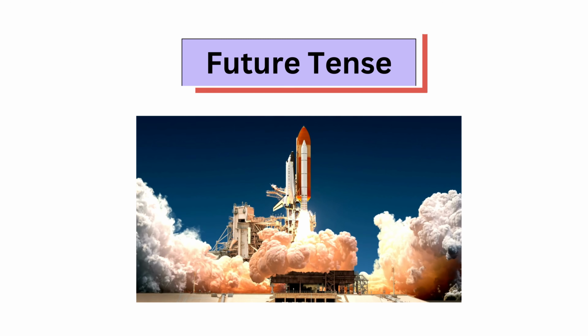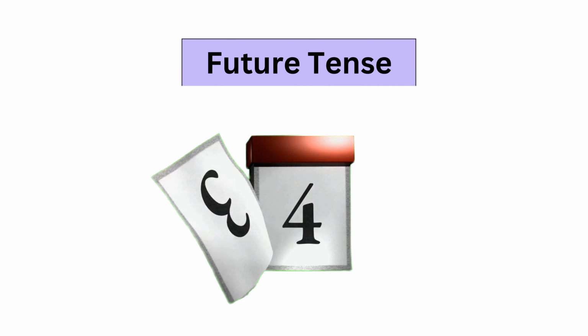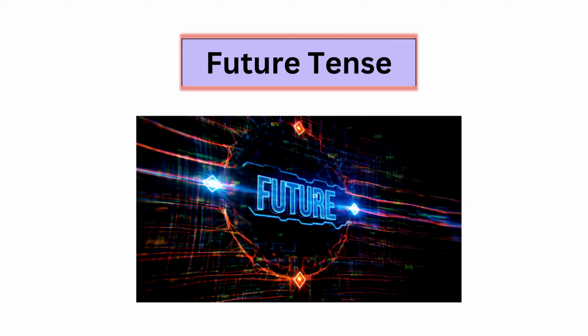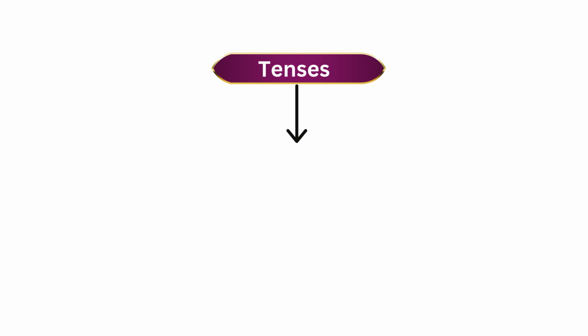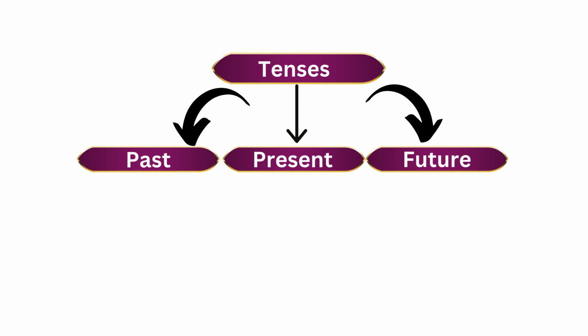The future tense helps us talk about actions that are yet to happen. It helps us talk about our plans, predictions, promises, or any action that is anticipated to occur later. Now that we've covered the three main tenses, past, present, and future, let's dive a little deeper.